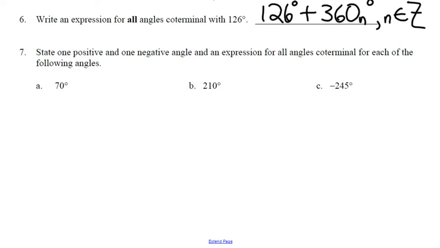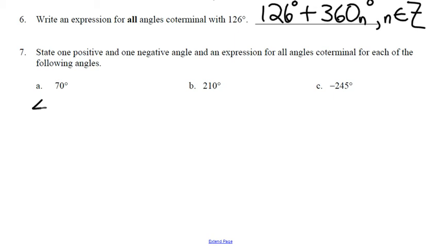Number 7. State, which means what? When you state something, what do you do? Just write it down, right? You do not have to show how you got it when you state. What does determine mean? Show your work. Exactly. All right, so state one positive and one negative angle and an expression for all angles coterminal for each of the following angles. Okay, state.